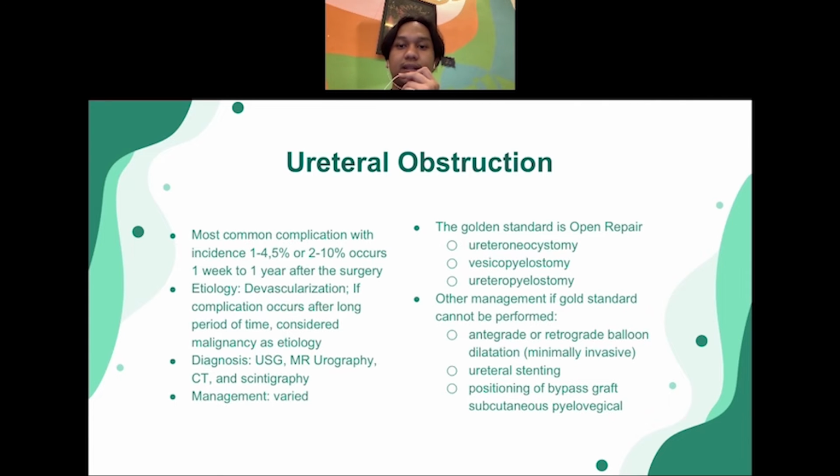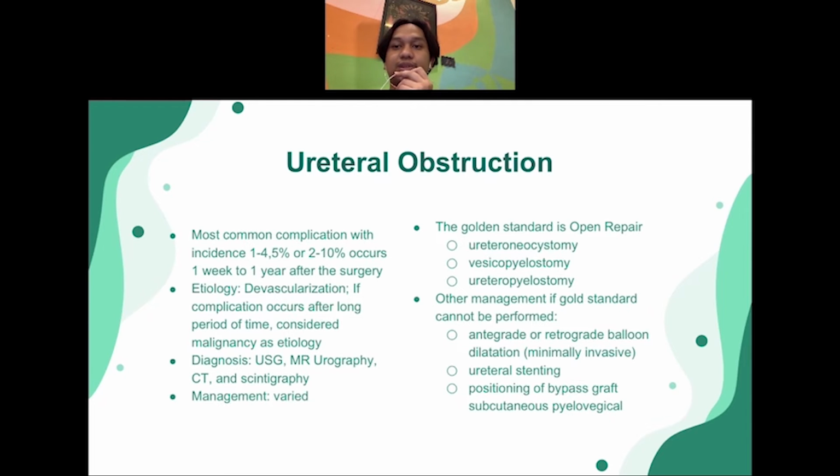The other etiology that must be considered is malignancy, especially when it develops late after the transplantation. The population of people who receive renal transplants are up to 3 times more likely to develop bladder carcinoma than average people. Management of this complication must be based on the proper diagnosis. To help clinicians make a diagnosis, imaging modalities like ultrasonography, magnetic resonance imaging or MRI, computerized tomography, and scintigraphy are used. After that, clinicians can proceed with the management for the patients.